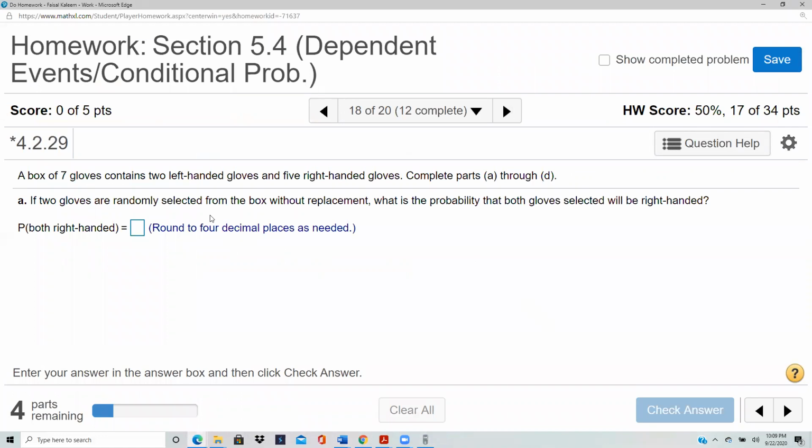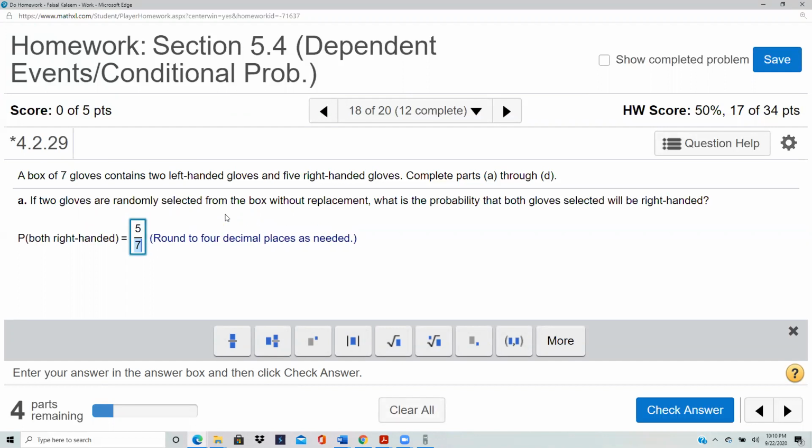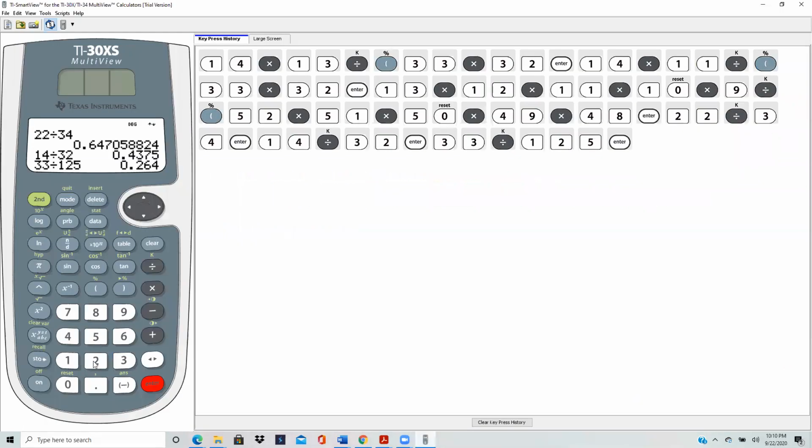If two gloves are randomly selected without replacement, what's the probability that both gloves are right-handed? So what do we have? A box of 7 gloves, 2 left-handed and 5 right-handed. We want both right-handed. So the first right-handed would be 5 out of 7. And for the second right-handed, we now have 4 right-handed left and 6 gloves left. So that's 20 over 42, which is 0.4762.